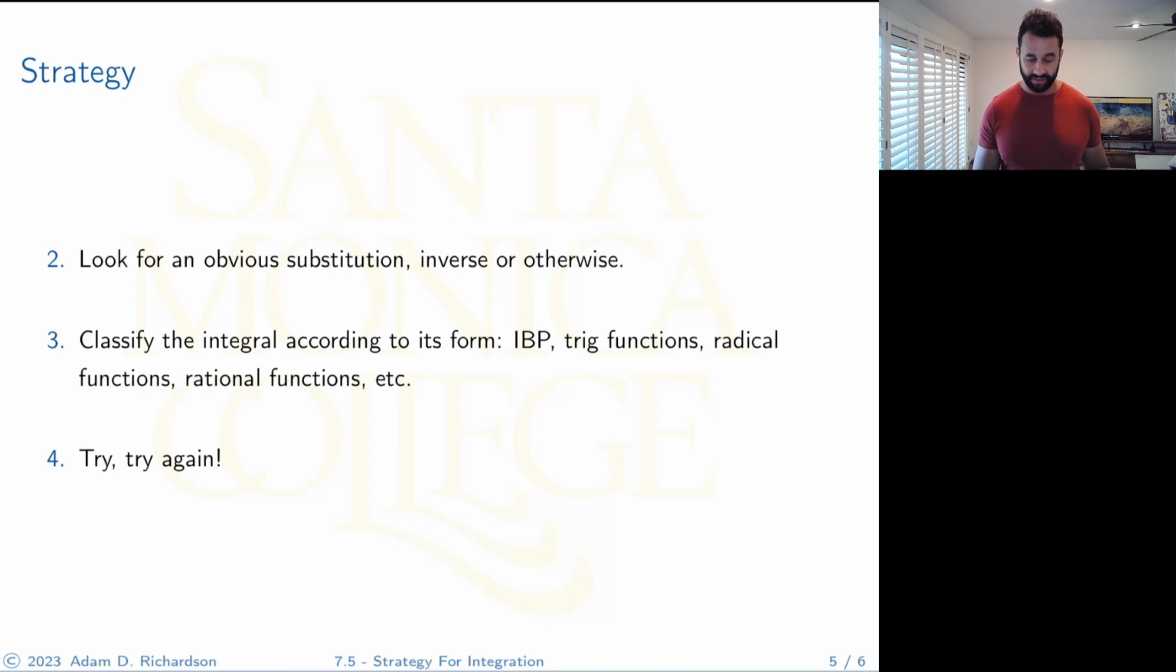The other thing is try to classify the integral according to its form. So if it looks like it's an integration by parts, try integration by parts. If it's got trig functions, maybe you can use those trigonometric identities to tweak things just right. If you've got radicals, maybe a trigonometric substitution will help. If you've got a rational function, maybe partial fraction decomposition will help. So there are some guides based on the form. But again, just because you think it might be IBP does not mean that it's going to be IBP necessarily. Or just because you have trig functions doesn't mean you're going to need to use identities, for example. There are no hard and fast rules.